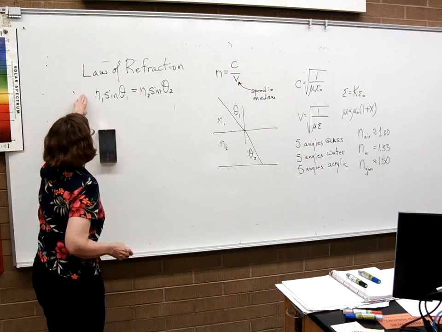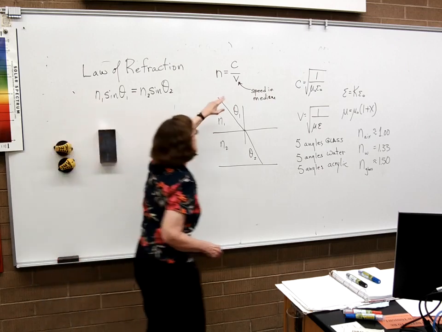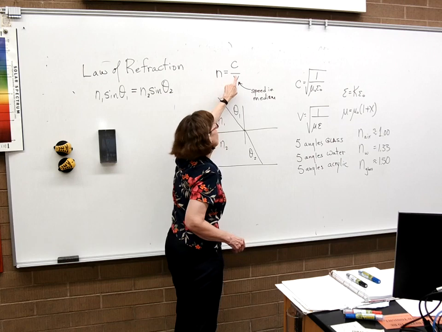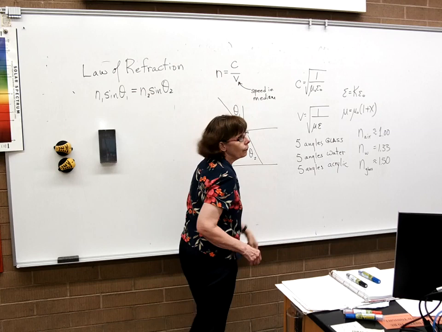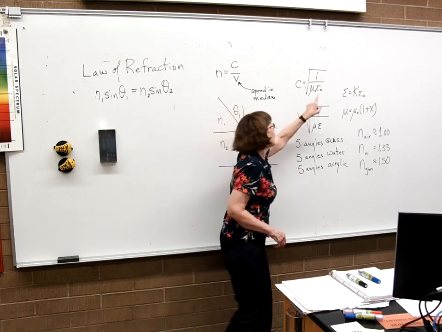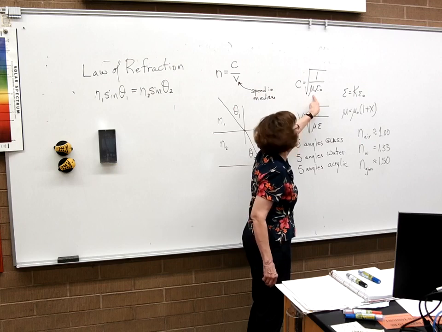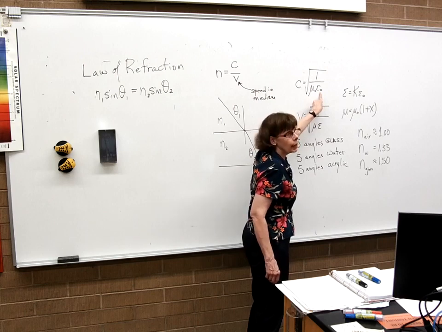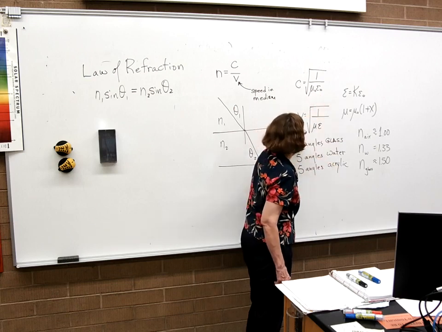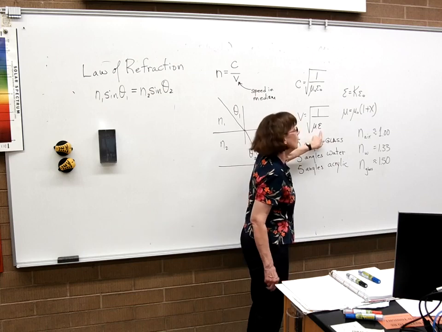So the law of refraction states that N1, the refractive index, is going to be a function of the speed of light in a vacuum divided by the speed of light in a medium. The speed of light in a vacuum is a function of the permeability of free space, the ability of a vacuum to hold a magnetic field, and the permittivity of free space, the ability of a vacuum to hold an electric field. Now in the medium, it's based on the permeability of the material and the permittivity of the material.